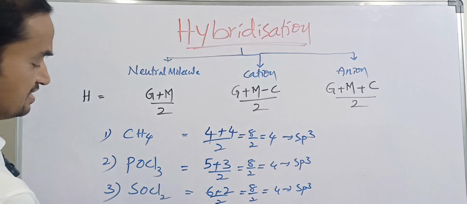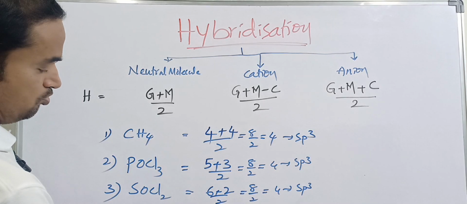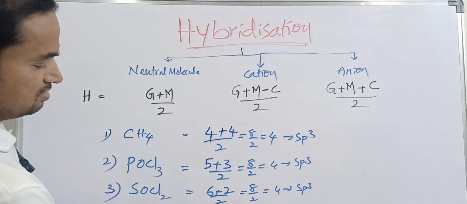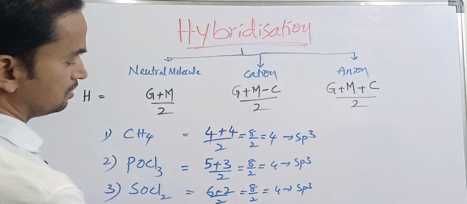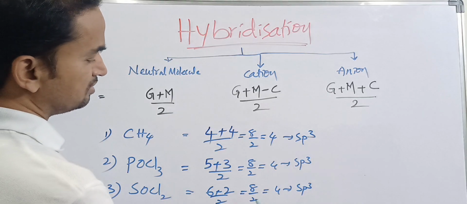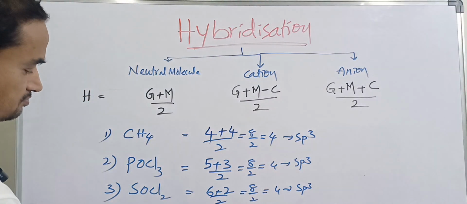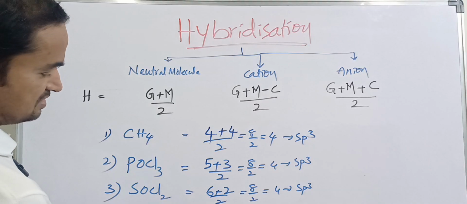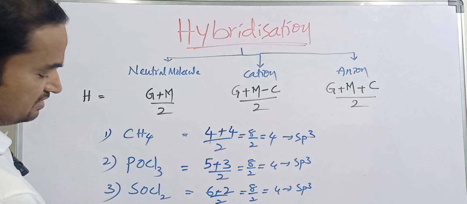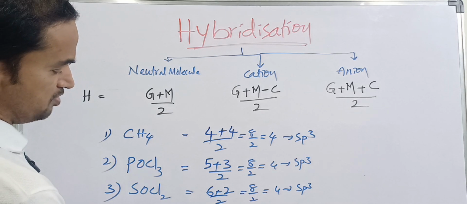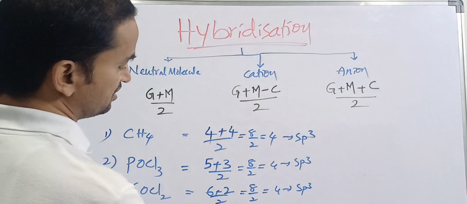Now you can take a number of examples. Suppose BF3, boron trifluoride. Here the central atom is boron, so it belongs to the third group. How many monovalent atoms are there? 3 are there, divided by 2. So 6 by 2, that means it will give 3. 3 means sp2 hybridization. Like that, SO3, sulfur trioxide. Here no monovalent atoms. So that means 6 plus 0 by 2, that means 6 by 2, which is 3. Here again you will get sp2 hybridization.